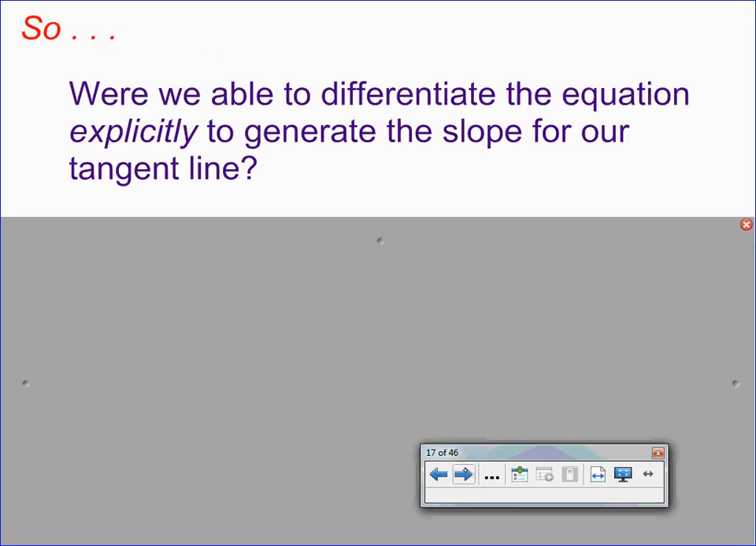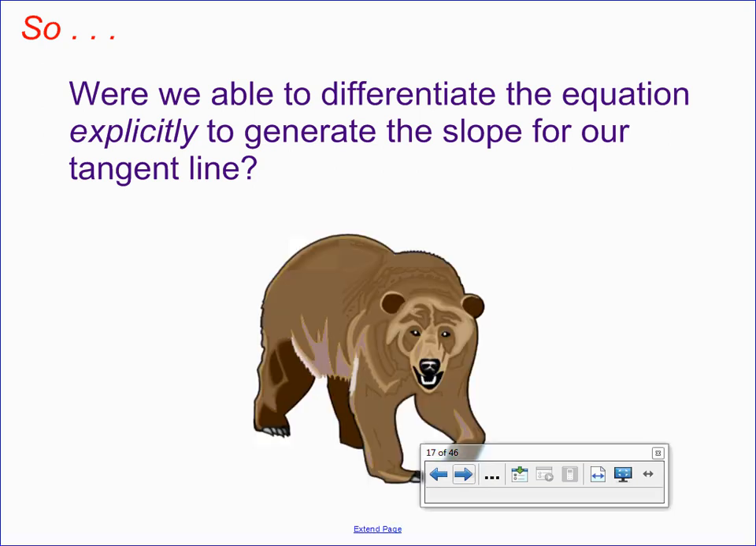So were we able to differentiate the equation explicitly to generate the slope of our tangent line? Yes, we were, right? But it was kind of a bear, right? It was kind of a bear.